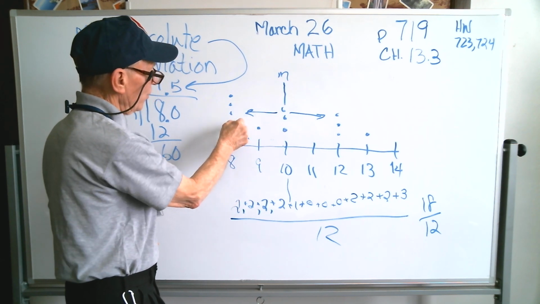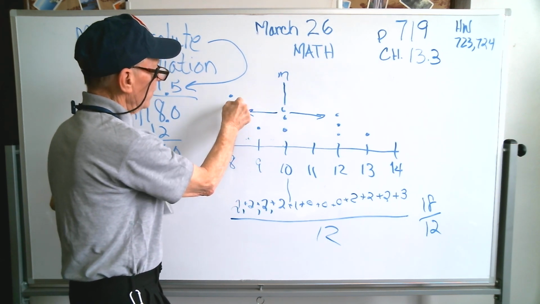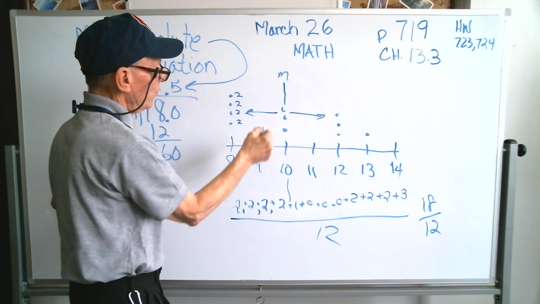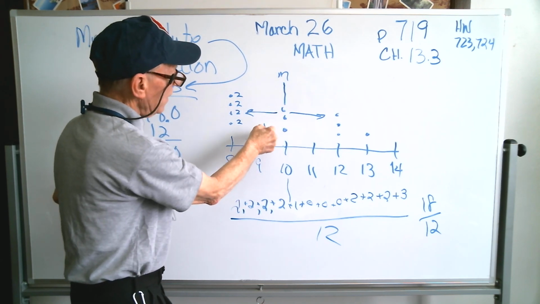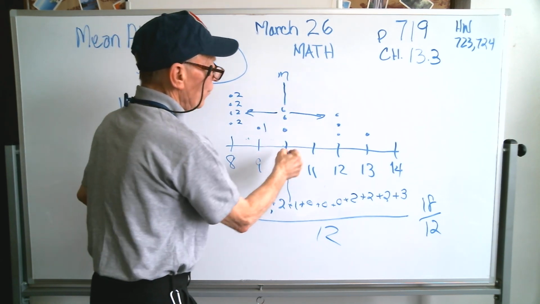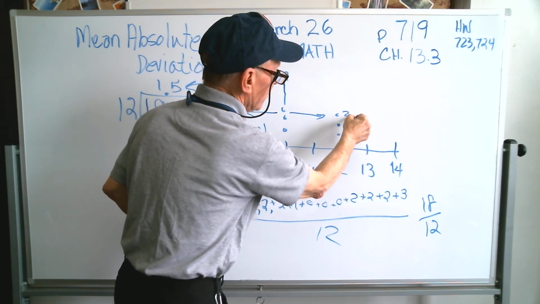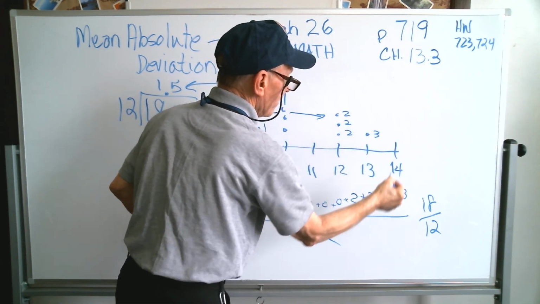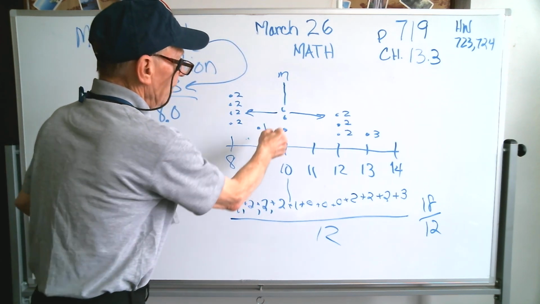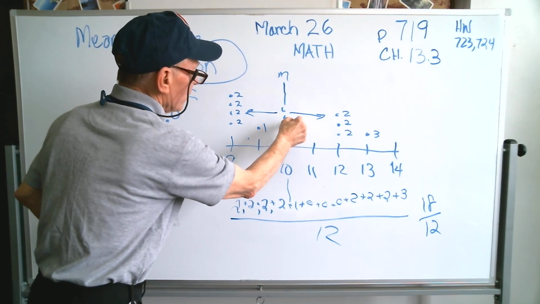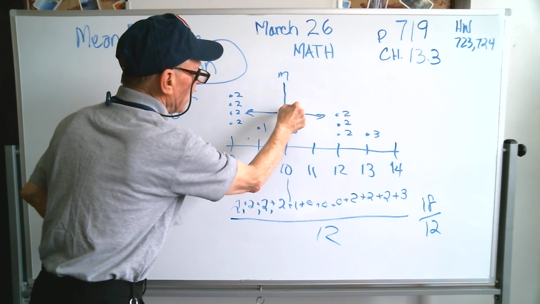So that's a 2. That's a 2. That's a 2. That's a 2. This is a 1. Over here, this is a 2. This is a 2, and this is a 2, and this is a 3. These are all 0 because they are right at the mean.